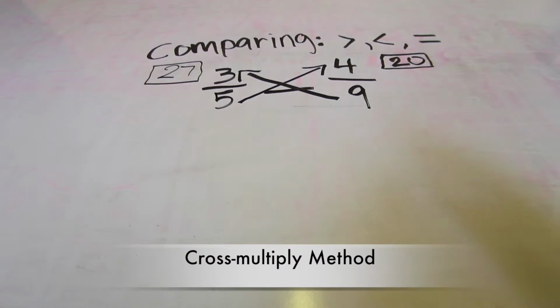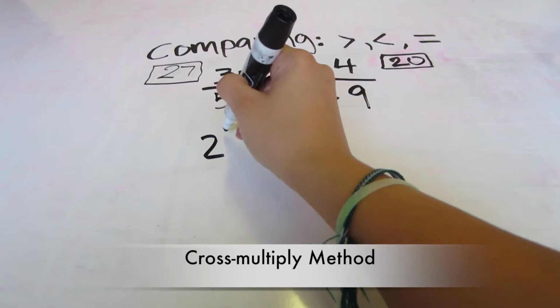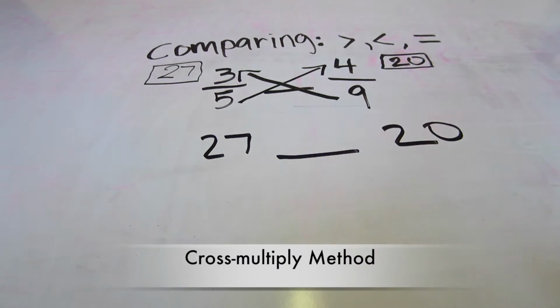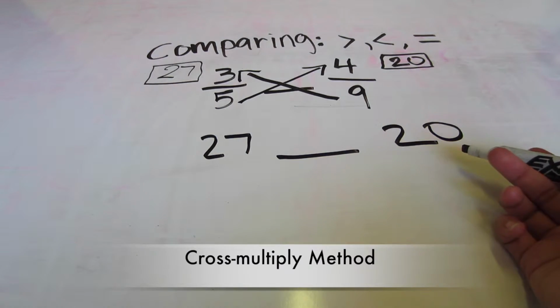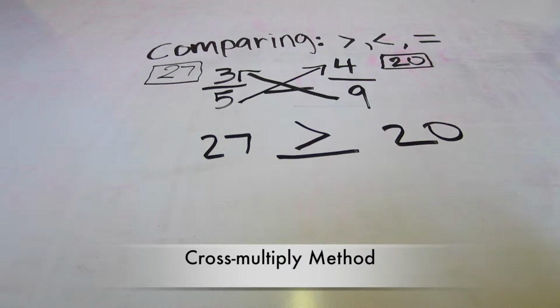So now we can just compare the products. So if we compare 27 to 20, we know that 27 is greater than 20. So we can do a greater than symbol. And that's it.